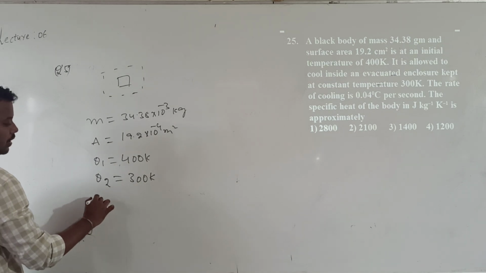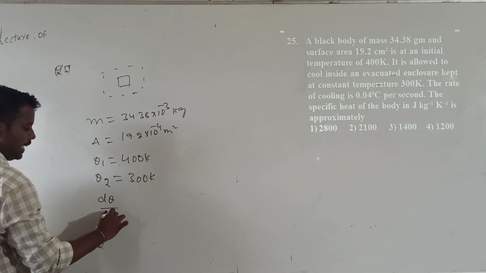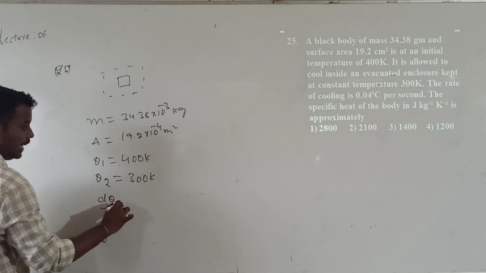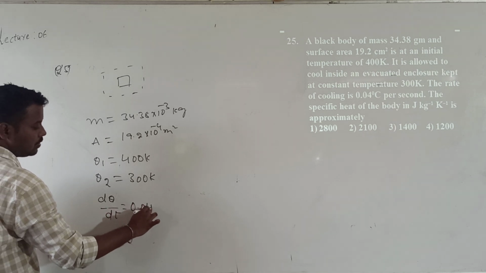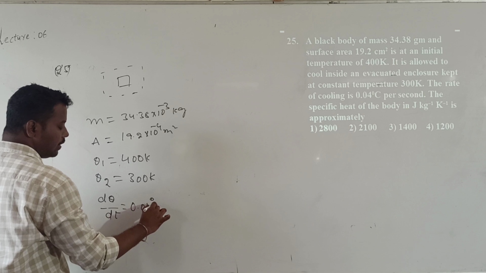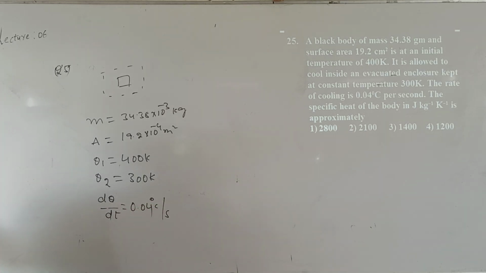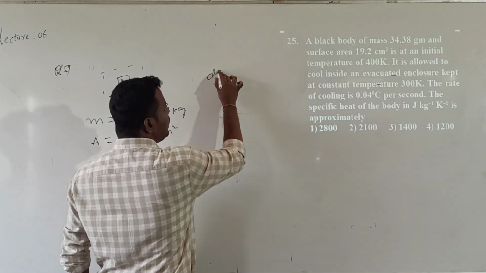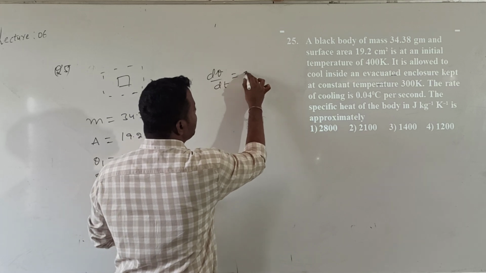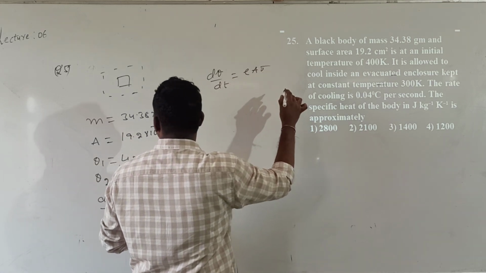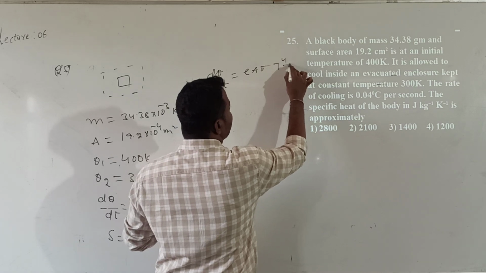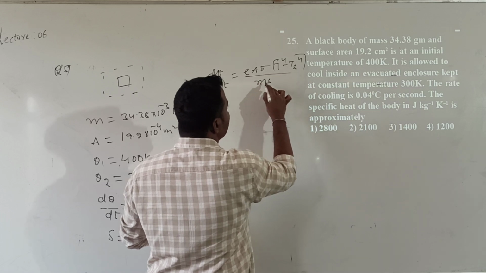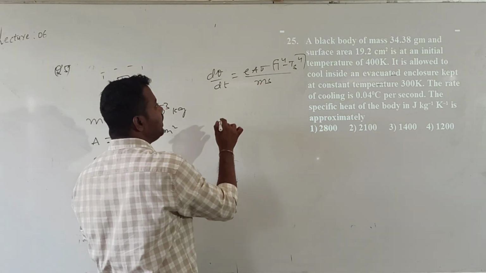What is the rate of cooling? Rate of cooling is d theta divided by dt. It is not dQ, it is d theta, the rate of fall of temperature. So d theta by dt is given as 0.04 degree per second. What they are asking us to calculate is the specific heat. What is the formula? d theta by dt is equal to E into A into sigma into T power 4 minus Ts power 4, by M into S. Can you remember?